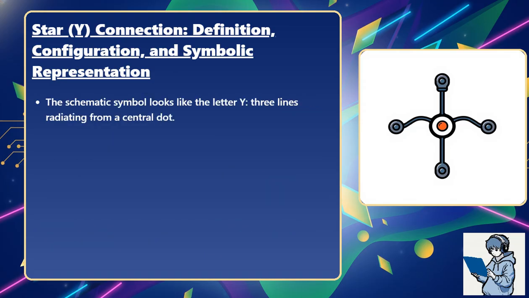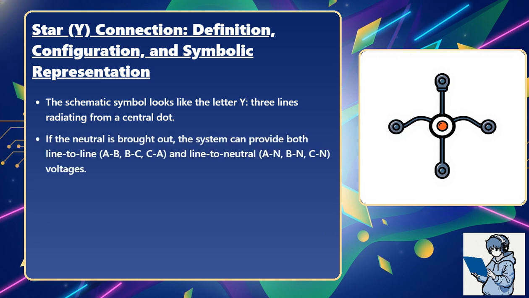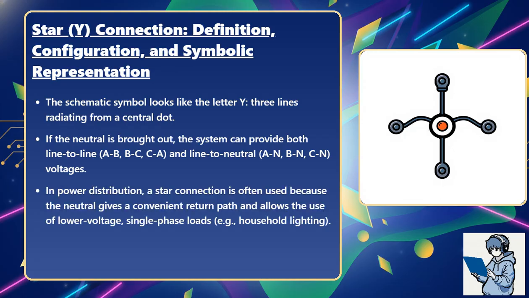The schematic symbol looks like the letter Y: three lines radiating from a central dot. If the neutral is brought out, the system can provide both line-to-line, A-B, B-C, C-A, and line-to-neutral, A-N, B-N, C-N voltages. In power distribution, a star connection is often used because the neutral gives a convenient return path and allows the use of lower voltage, single-phase loads, for example household lighting.